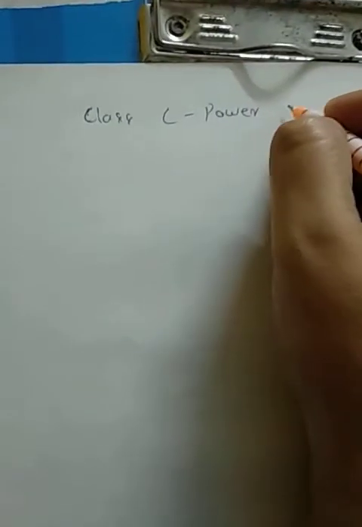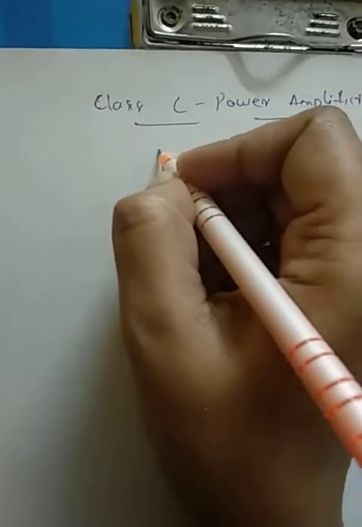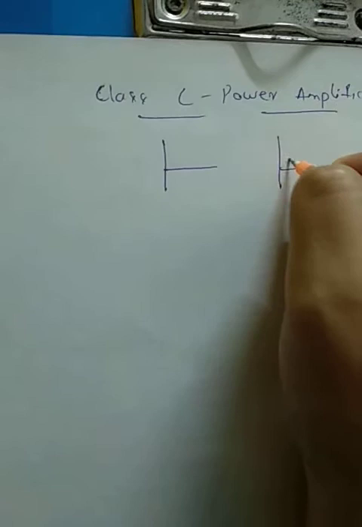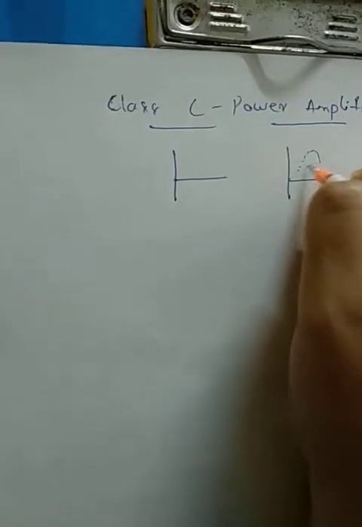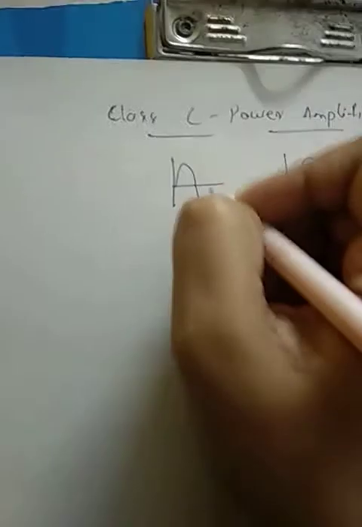Hello everyone. In this video we'll see the operation of a class C power amplifier. As we discussed previously, a class C power amplifier is one which produces less than 180 degrees of output for a full input cycle.